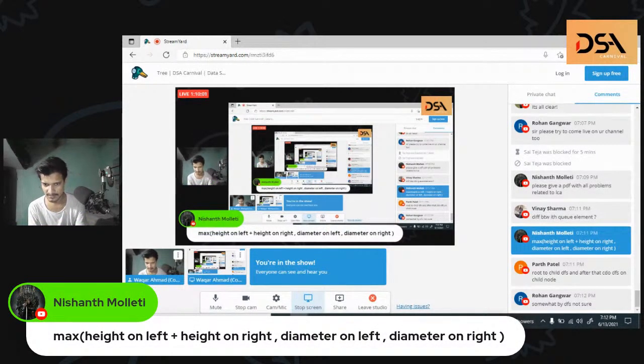Okay, comma, diameter on left, diameter on right. So what you are telling is actually a dynamic programming approach. Yeah, this is one way to find it. Nishant's comment says: maximum of height of left plus height of right, comma, diameter on left, comma, diameter of right. This is actually a recursive algorithm, which is DP on tree.